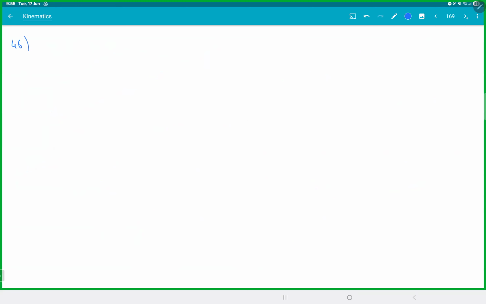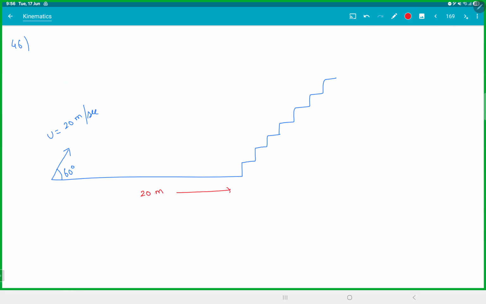Let's do something a little easier. So we got a ground here, a cricket ground. You must have seen steps that look like this. Someone throws a ball with a speed of 20 meters per second at an angle of 60 degrees. This distance is 20 meters. Here, each step is 1 meter wide and 1 meter high.